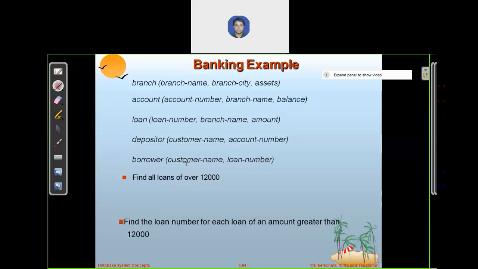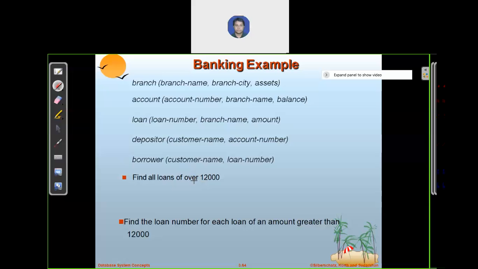These are the five relations. The first query is asking: find all loans of over 12,000. Means find the detail of loans over 12,000. I will write the algebraic expression for this query. It is asking me to show all the loan details of the loans which are over 12,000.